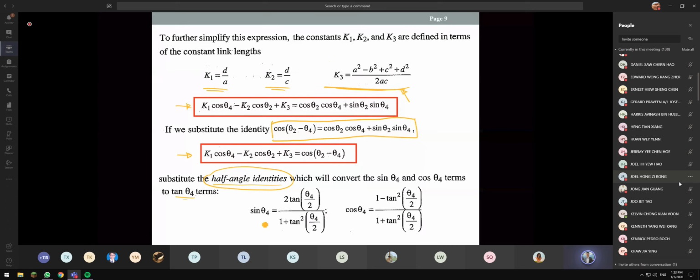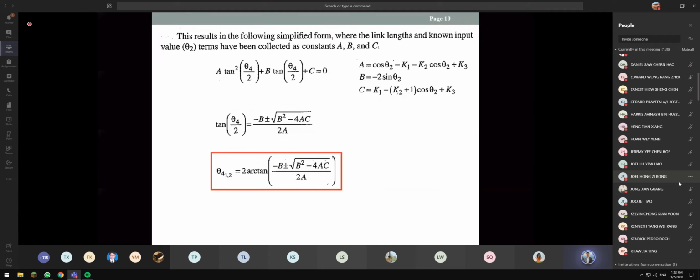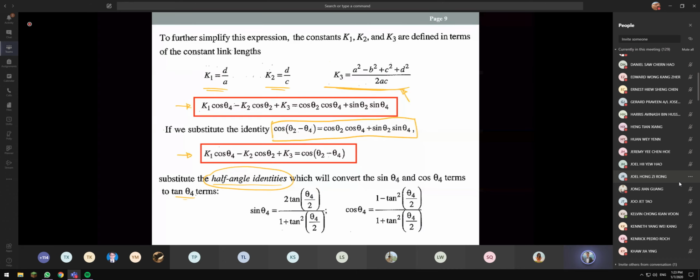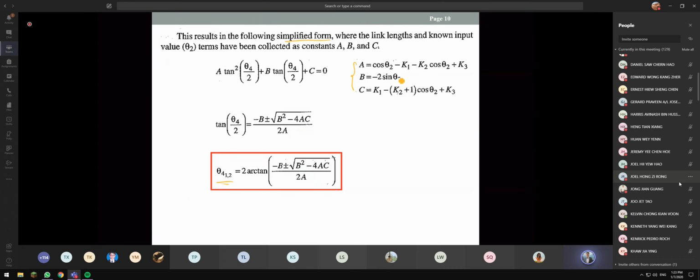So from here, we will be able to find theta 4. This results in the following simplified form, where the link length and known input value theta 2 terms have been collected as constants A, B, and C. So again, it is simplified as in equation 4. As long as you know the link length and theta 2, you can substitute into here in order to get your A, B, and C.